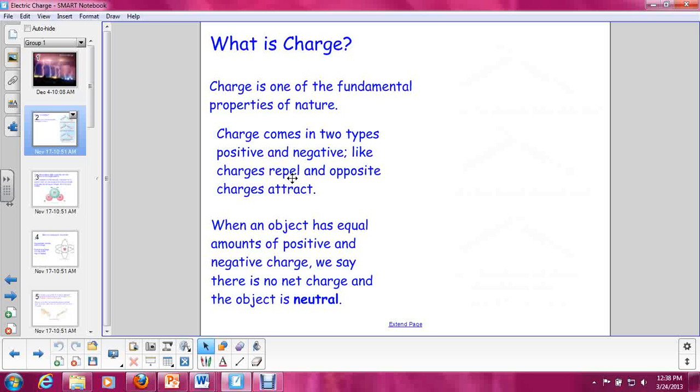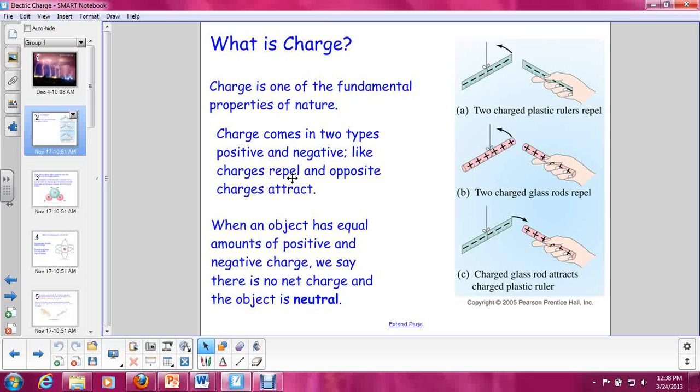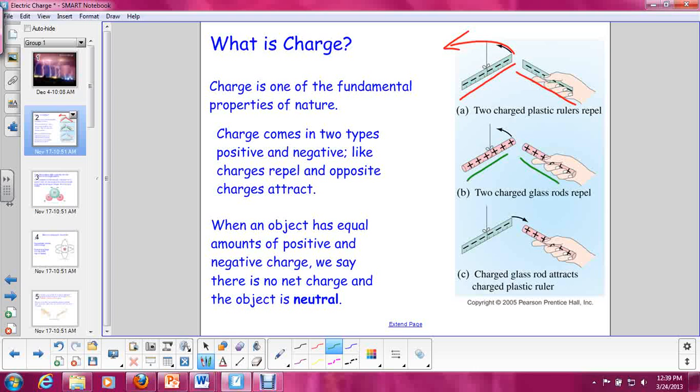When an object has equal amounts of positive and negative charge, we say there is no net charge, and we call it neutral. So if we look at this picture over here, if we have a plastic rod that has a negative charge and we bring another negatively charged rod toward it, we know that likes repel, so this rod is going to want to move away. Same with if we have two positive rods. A positive and a positive are like, they repel, they want to get away from each other, so this rod will repel. But if we have a negative and a positive, opposites attract, so these are going to want to come closer to each other.